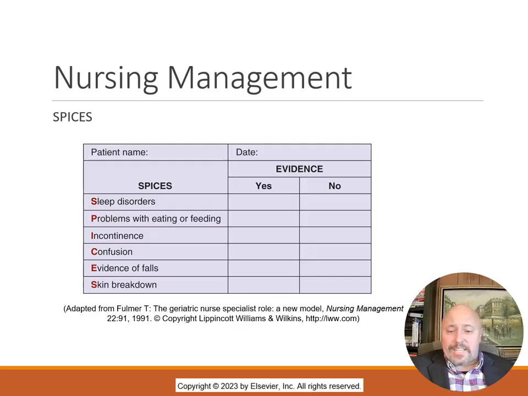One of our unique assessment tools for the geriatric patient is going to be known as SPICES. And SPICES is an acronym, stands for sleep disorders, problems with eating or feeding, incontinence, confusion, evidence of falls, and skin breakdown. Their mental status often determines the potential for independent living. And by running this, we are able to determine how much assistance this patient needs at home and whether they're able to remain at home independently, remain at home with a caregiver, or whether they're going to need varying levels of support from a facility.